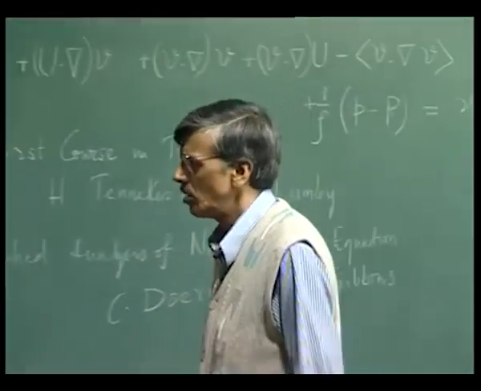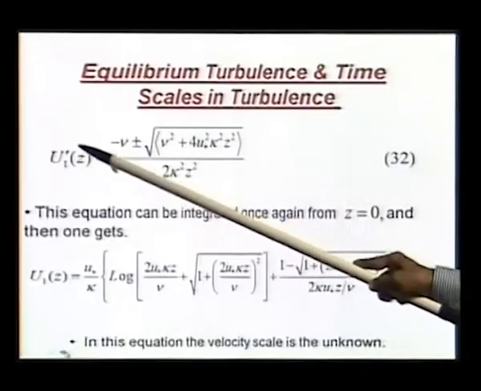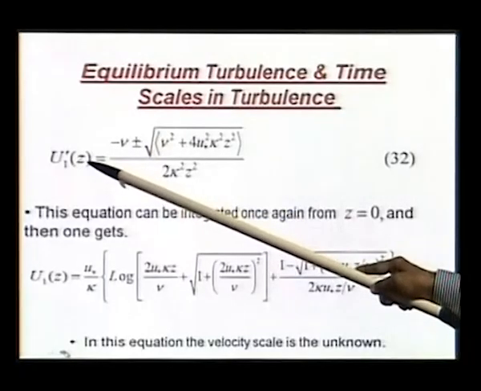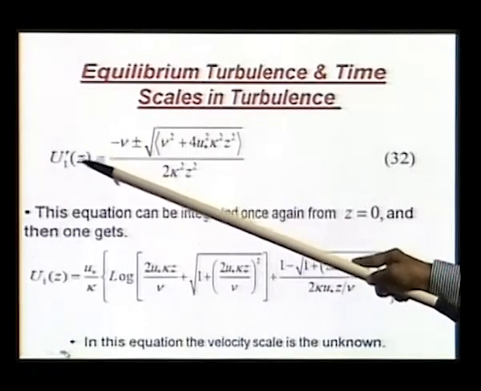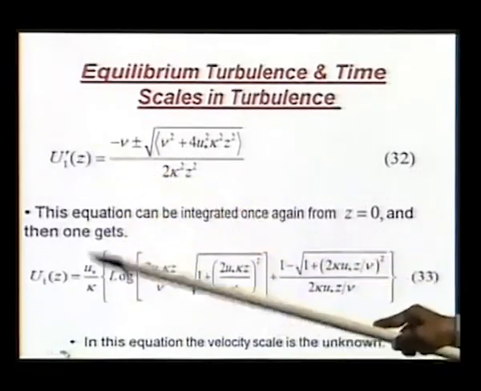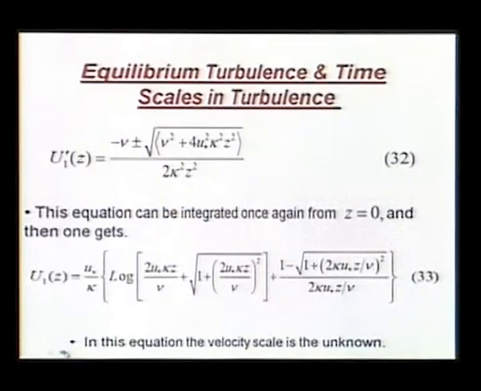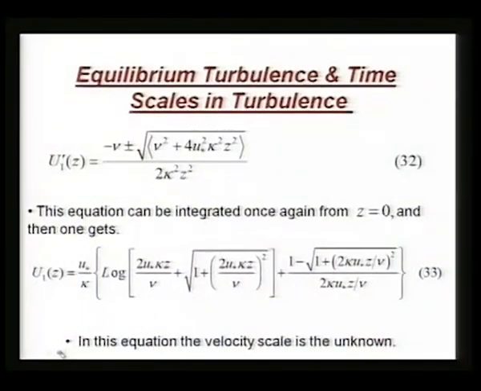And so, this is an expression for du1/dz, right. So, we can integrate it once again to obtain the velocity as a solution. So, how is it that this is different from a laminar flow?